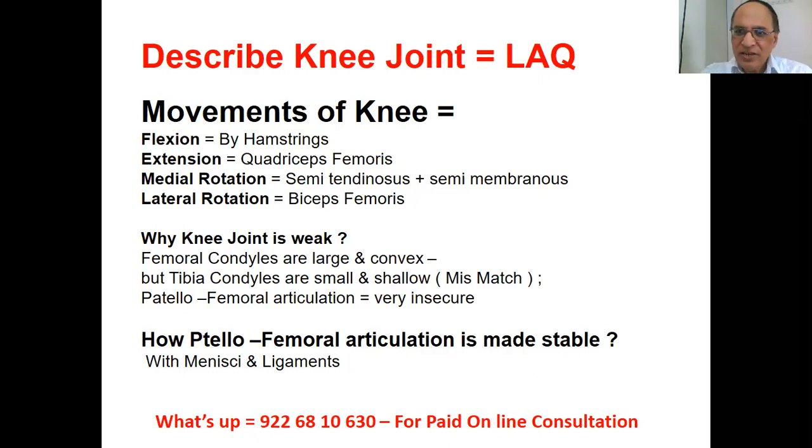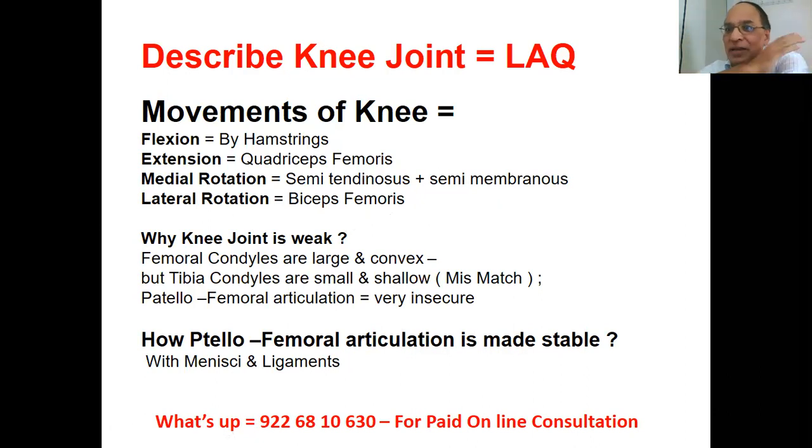First is flexion, like here. This is just for example. This is not the knee joint, this is the elbow. Okay. So flexion by the hamstring muscles, extension by quadriceps femoris, medial rotation inside by semitendinosus and semimembranosus. These are the muscles. Lateral rotation by biceps femoris.